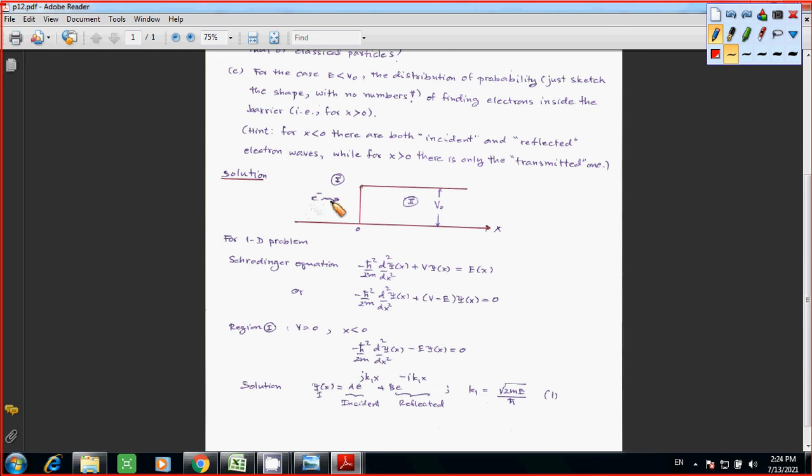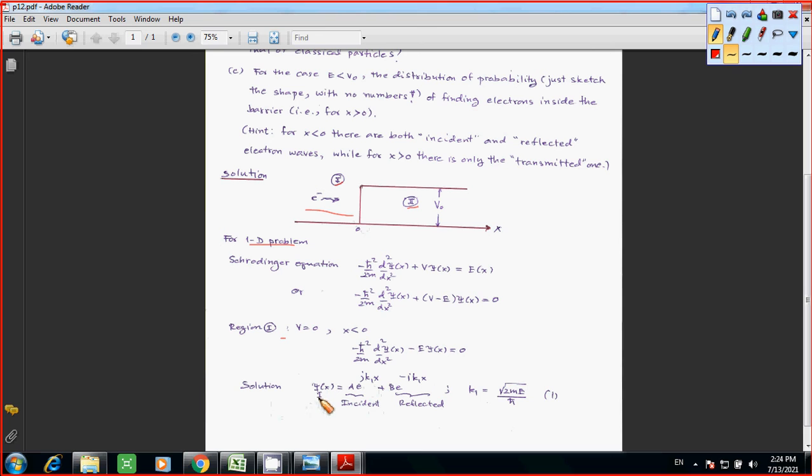You have electrons coming in, and you have the potential V0, that's the potential step. For a 1D problem, you apply the Schrödinger equation, same. Now this is your region 1, this is your region 2. Your V equal to 0, sorry, for x less than 0.